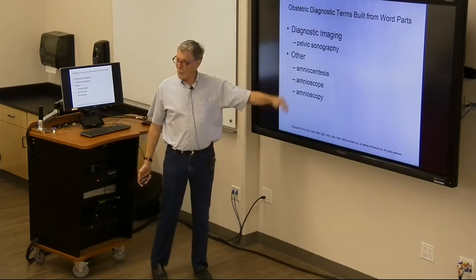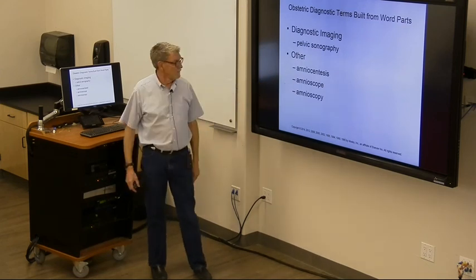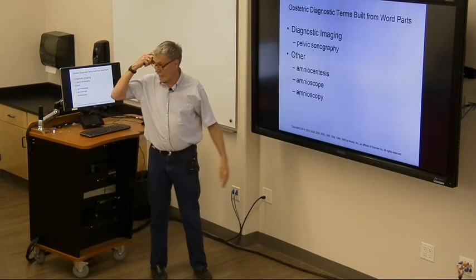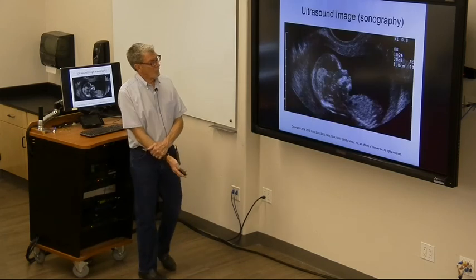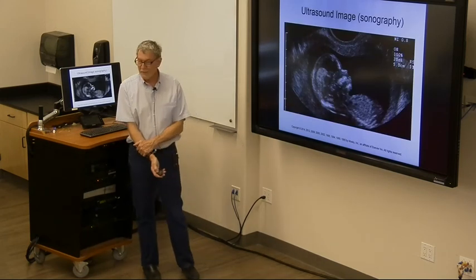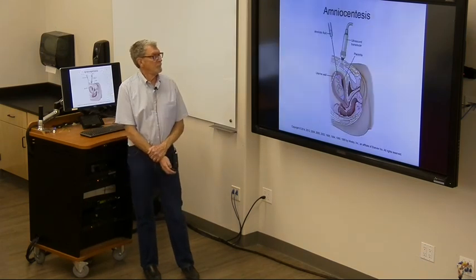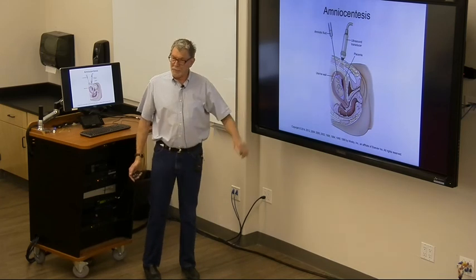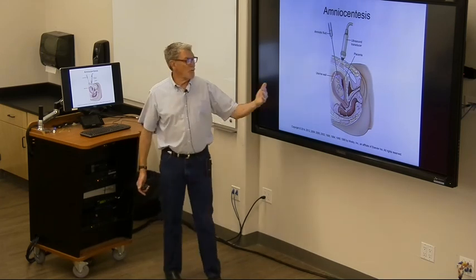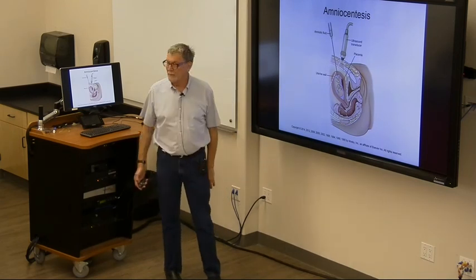Pelvic sonography with ultrasound. Amniocentesis, getting out some amniotic fluid. An amnioscope, looking in there. Ultrasound image, sonography. Amniocentesis, drawing out just enough of the fluid to measure it. There are certain proteins and factors that they find in there that tell you that the child may be at high risk for birth defects, for Down syndrome, and the like.